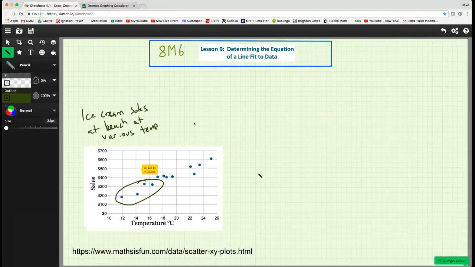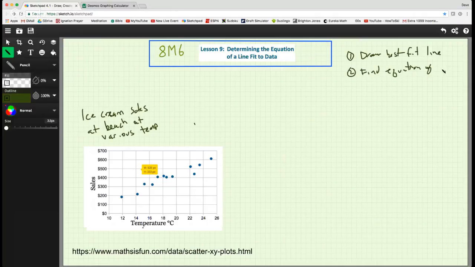So the object is going to be to, one, draw a best fit line, two, find the equation of the line, and then three, predict sales at 30 degrees Celsius. So we're going to say, if we keep going out here, where do we think the sales will be when it hits 30 degrees Celsius?